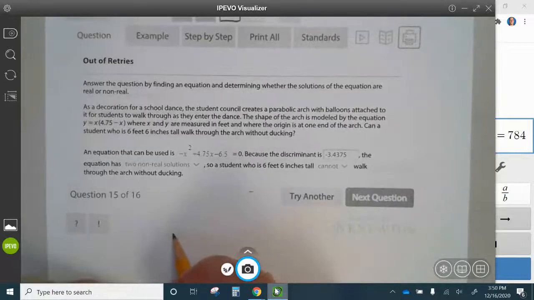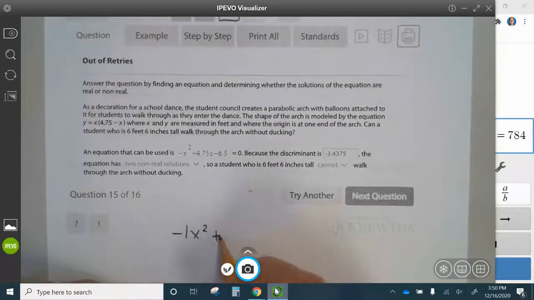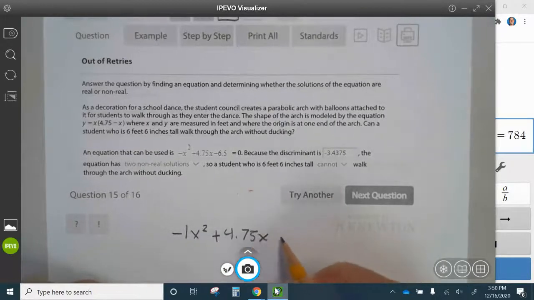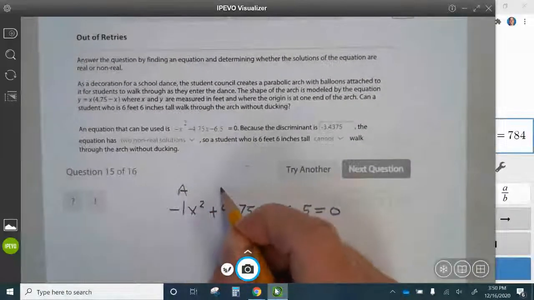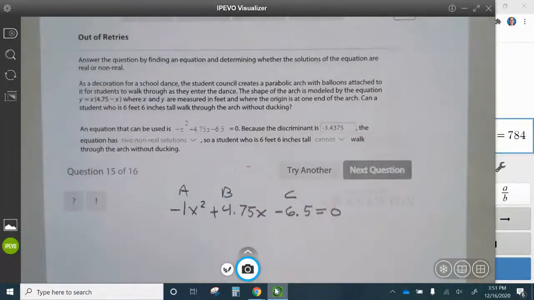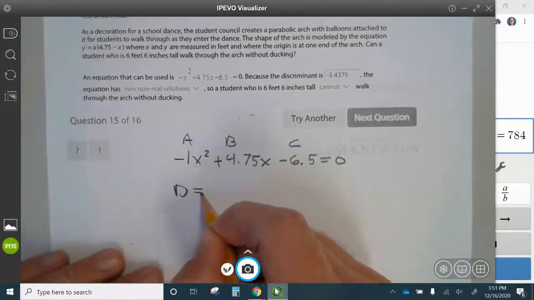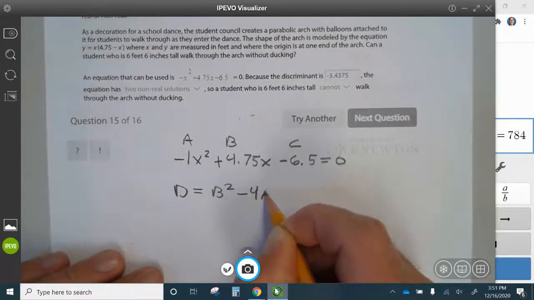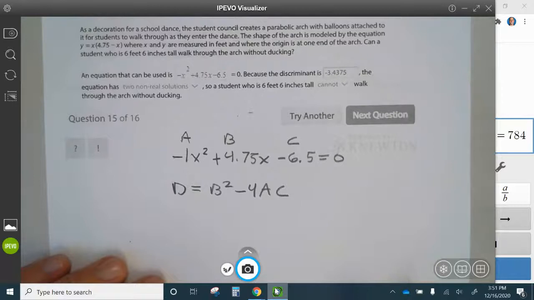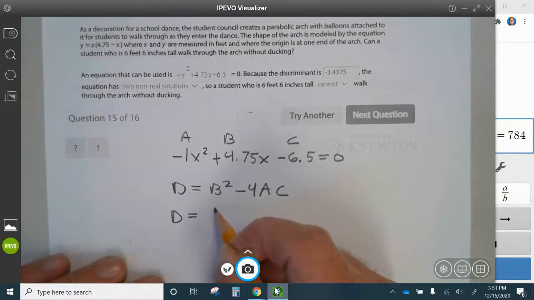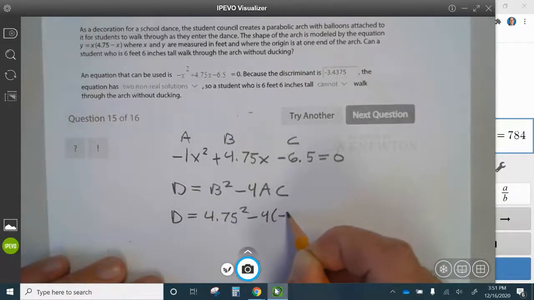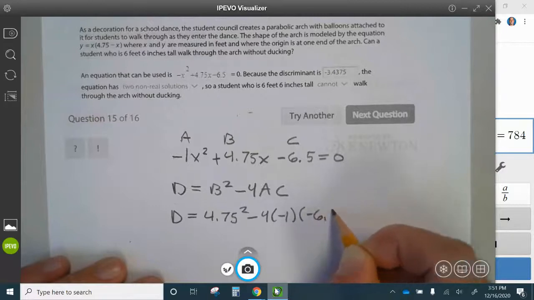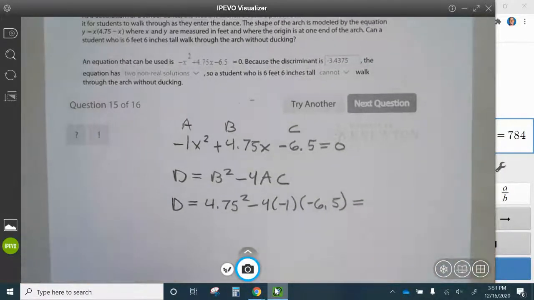All right, so our equation is negative 1x squared plus 4.75x minus 6.5 equal to 0. Now, this is your a value, this is your b value, and this is your c value. So we know the discriminant equals b squared minus 4ac. Okay, so the discriminant equals b squared, which is 4.75 squared, minus 4 times a, which is negative 1, times c, which is negative 6.5. Okay, so let's put that into decimals.